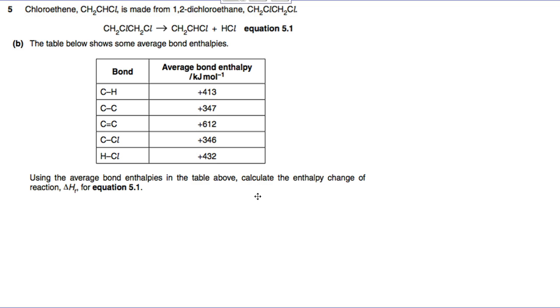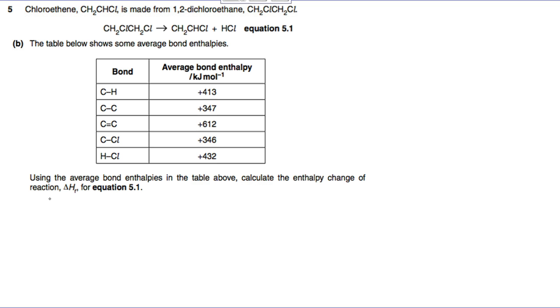So we've got a reaction. Chloroethene is being made from dichloroethane. And we've got this reaction that it says up here. We've got chloroethene over here, chloroethane, and hydrochloric acid. And we've got a table with some bond enthalpies. Okay? We've got to work out delta HR.